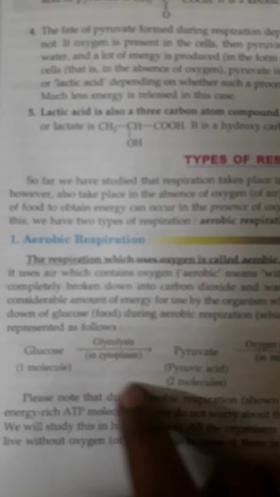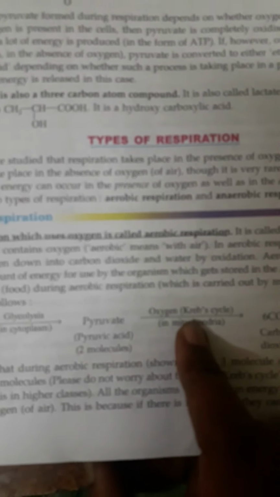See your notes. This process is carried out in the cytoplasm. In the cytoplasm, with the help of glycolysis, 2 molecules of pyruvic acid are formed. Then oxygen combines with this pyruvic acid through the Krebs cycle. Don't go into much detail about what the Krebs cycle is and how it works. It is not related to your syllabus.